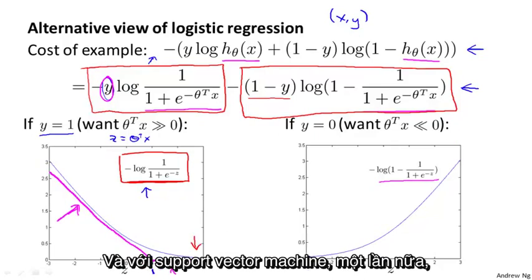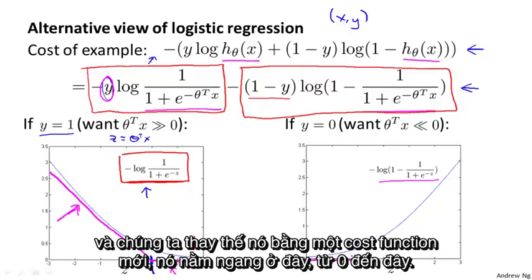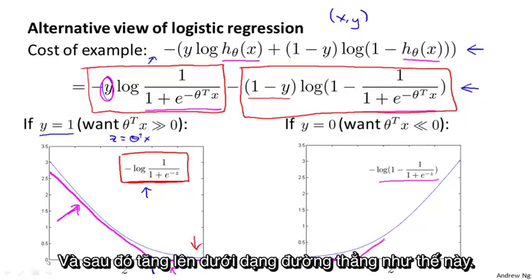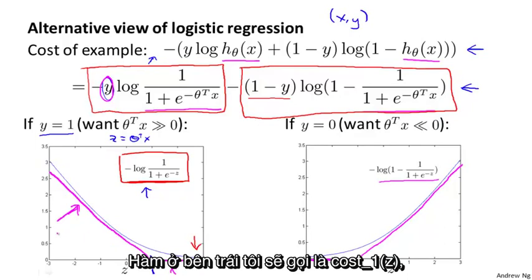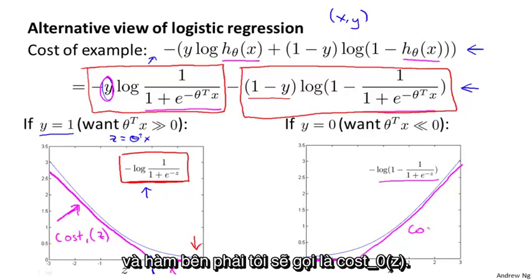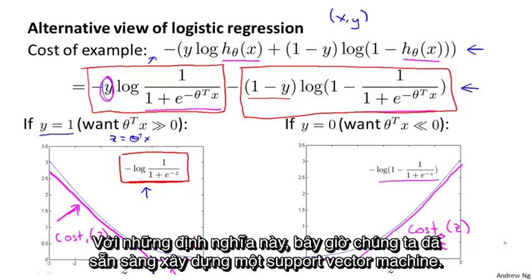And for the support vector machine, once again, we're going to replace this blue line with something similar. In particular, I'm going to replace it with a new cost that is 0 out here, and then grows as a straight line, like so. So let me give these two functions names. This function on the left, I'm going to call cost subscript 1 of z, and this function on the right, I'm going to call cost subscript 0 of z. The subscript just refers to the cost corresponding to when y is equal to 1 versus when y is equal to 0. Armed with these definitions, we're now ready to build the support vector machine.